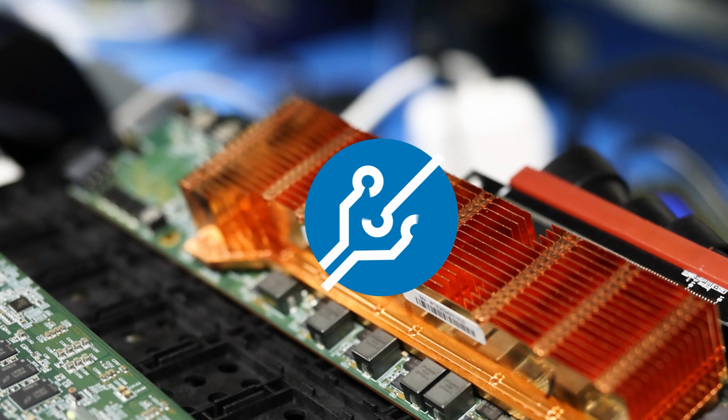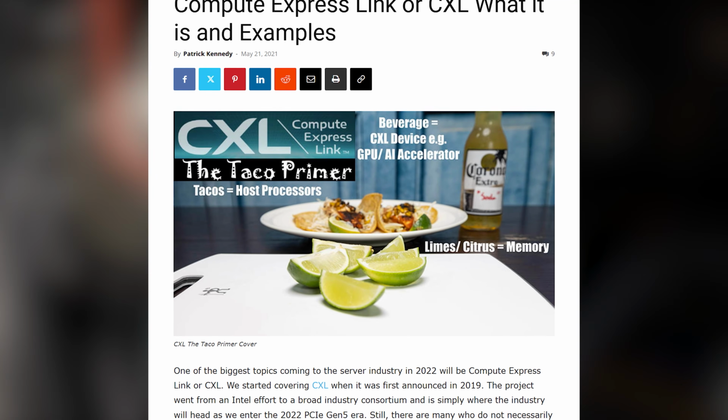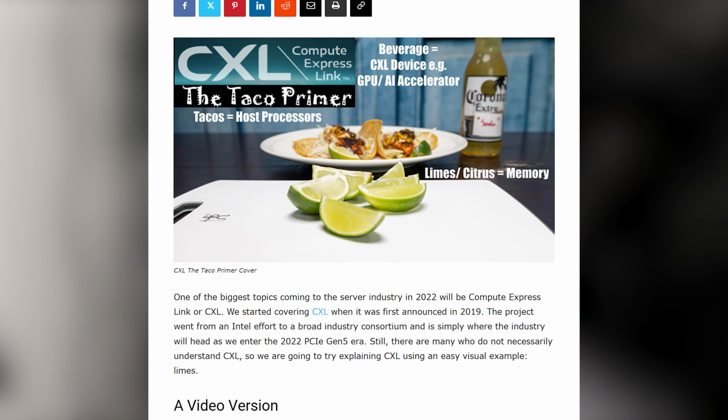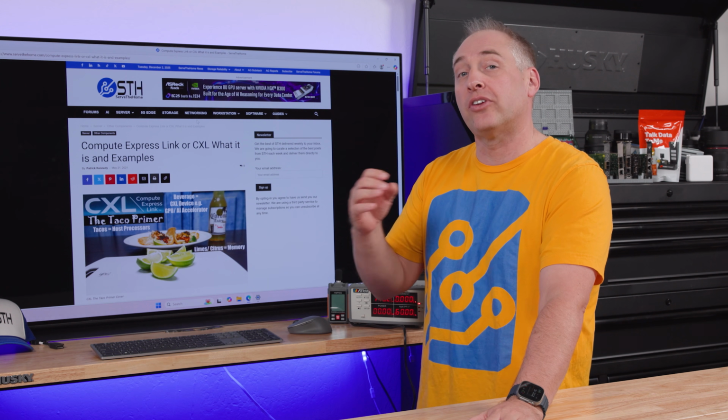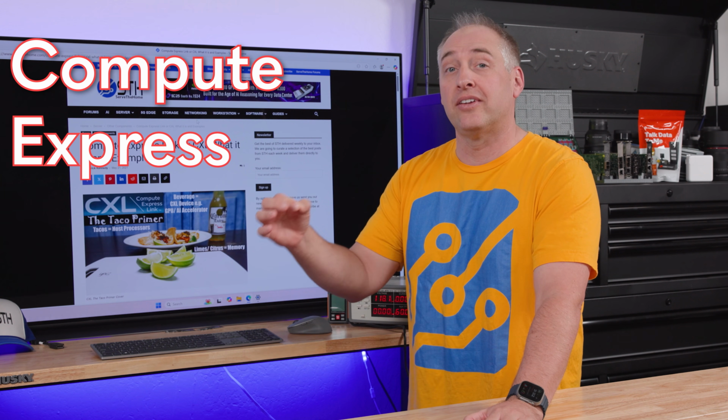Now, first off, let's start talking about what CXL is and some examples. We did this back in 2021, a couple years after CXL was introduced, really explaining the fundamentals of CXL. If you don't know what CXL is, it stands for Compute Express Link.